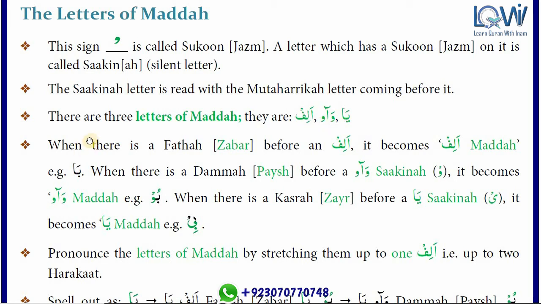Next question, when will alif be madda? If zabar comes before the alif, then alif will be madda. If pesh comes before the waw sakina, when waw has jazam on it, then waw will be called sakin. And if you see there is pesh before this waw sakina, then waw will be madda, not lean.